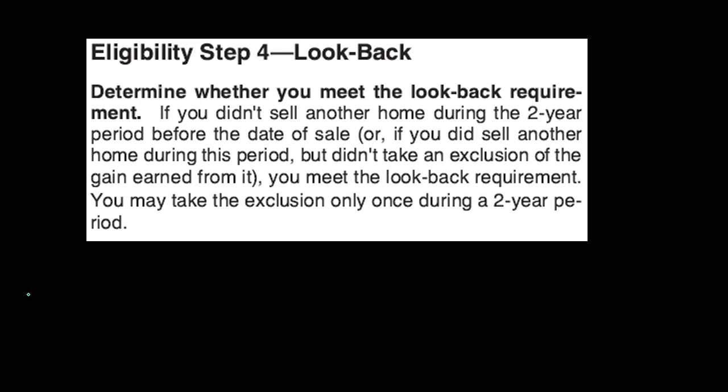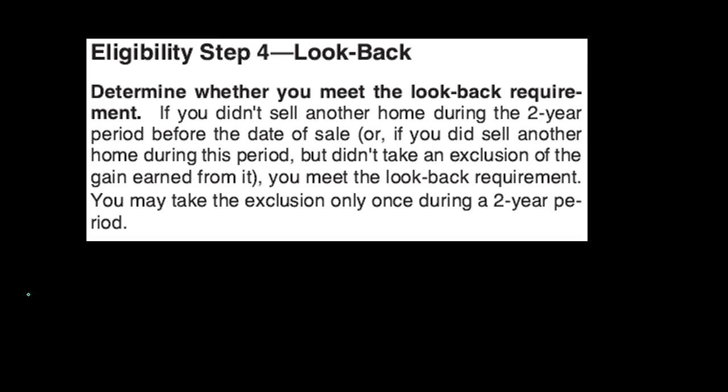Eligibility, Step 4, Look back. Determine whether you meet the look back requirement. If you didn't sell another home during the 2-year period before the date of sale, or if you did sell another home during this period but didn't take an exclusion of the gain earned from it, you meet the look back requirement. You may take the exclusion only once during a 2-year period.